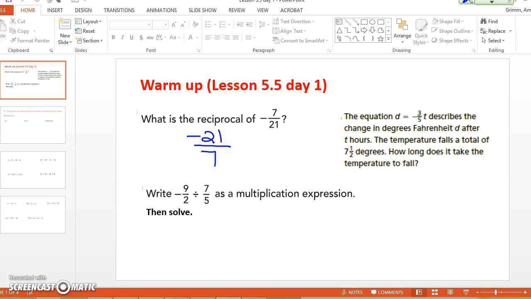However, that can be simplified, right? Because 7 goes into 21. So this could be the reciprocal, or if you went a step further and simplified, I would take that too. But this would technically be the reciprocal of it. Okay, all right, let's go to the next one.